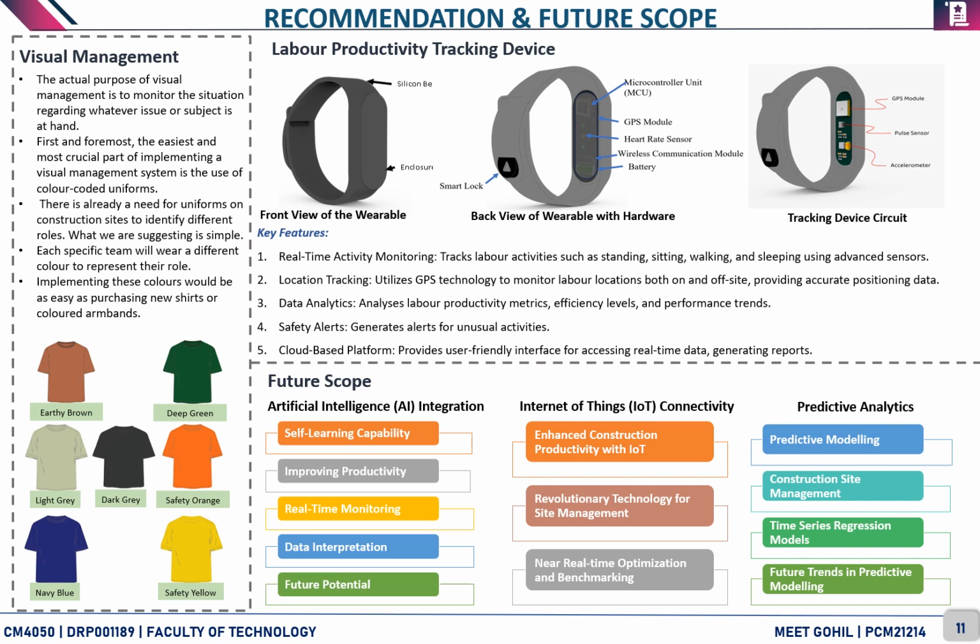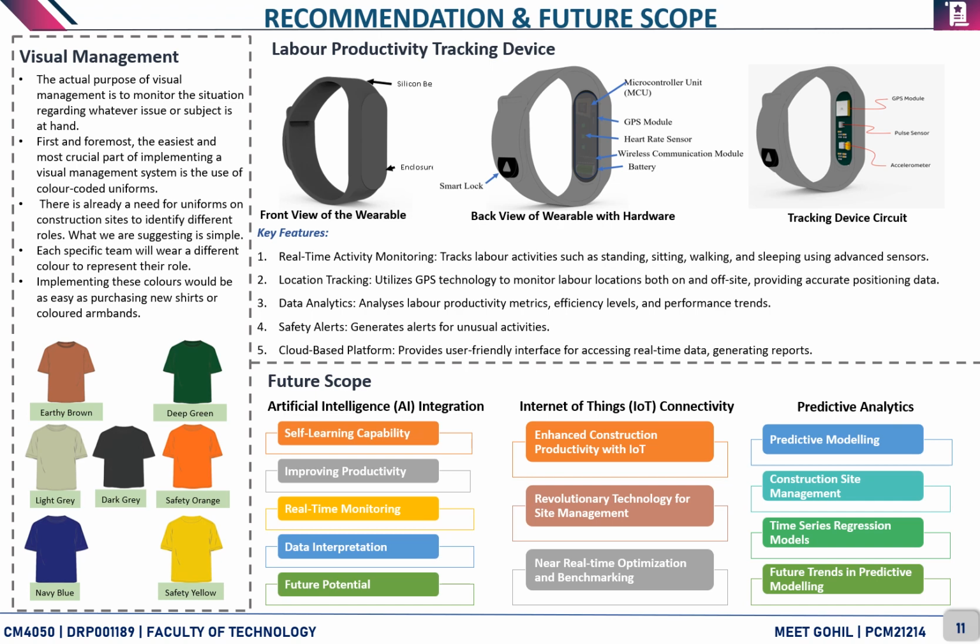Talking about software components: sensor data processing algorithm, activity recognition algorithm, location tracking algorithm, heart rate monitoring algorithm, data fusion and integration algorithm, real-time tracking and transmission, cloud-based platform, user authentication and access control, alerting and notification system, and data storage and management are the major software required for the project.